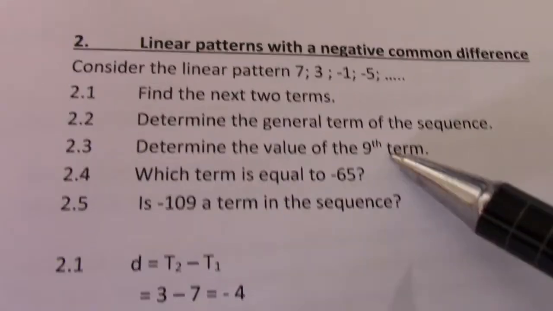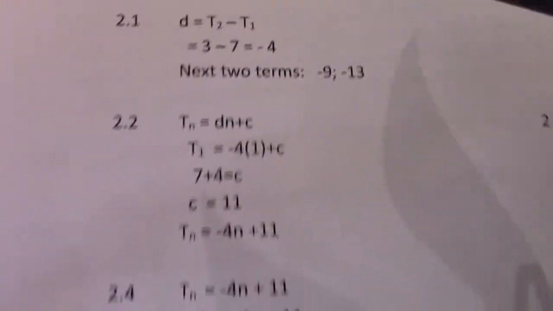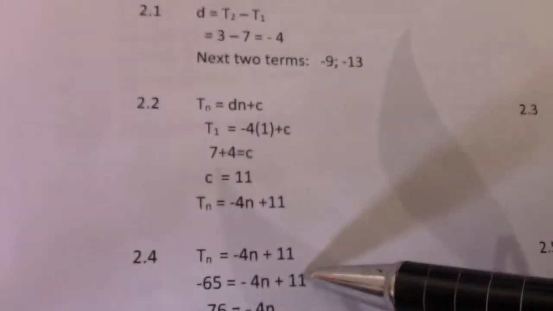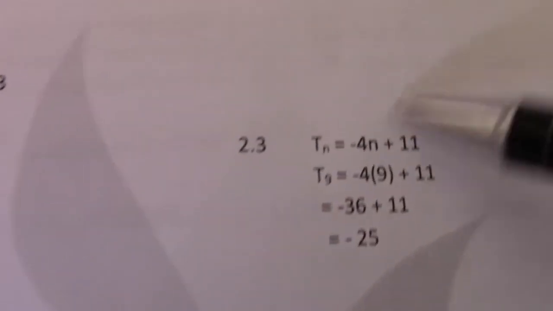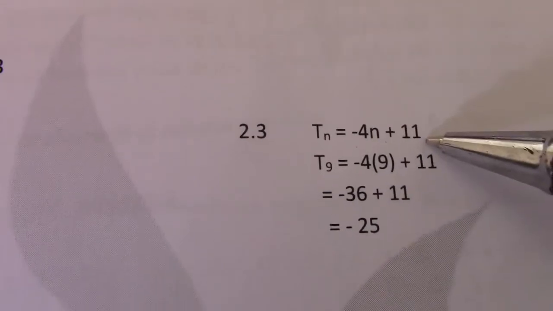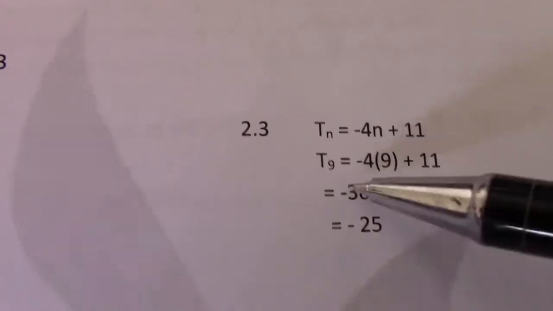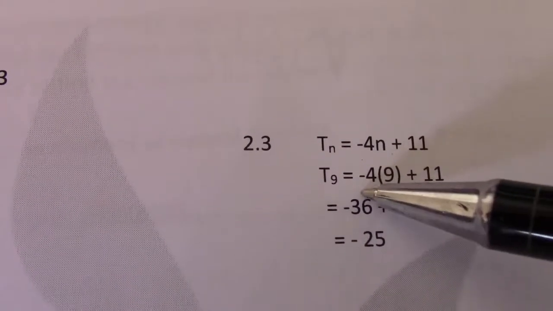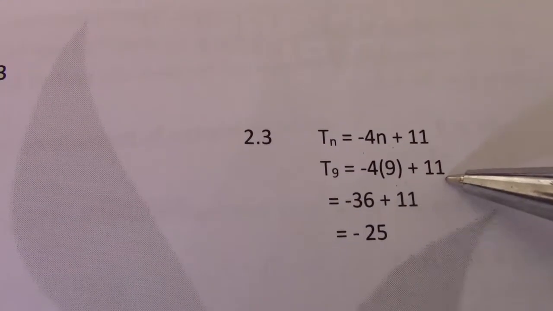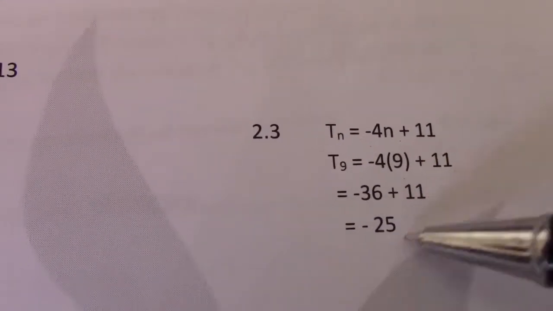Next question, determine the value of the 9th term in 2.3. I have Tn equals minus 4n plus 11. That's the equation I found. So term 9 equals minus 4 times 9 plus 11. Minus 36 plus 11 is minus 25.